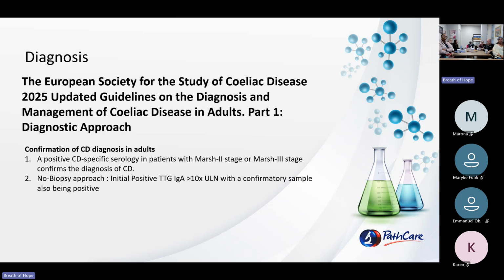We need positive celiac disease specific serology in patients and your histopathological Marsh 2 or 3 stage from your biopsies. And you can also have a no biopsy approach in your adults if your initial tissue transglutaminase IgA is more than 10 times the upper limit of normal with a confirmatory sample. But here they mentioned a confirmatory sample of your tissue transglutaminase IgA, and that doesn't have to be more than 10 times upper limit of normal. That can just be any positive, will be fine.